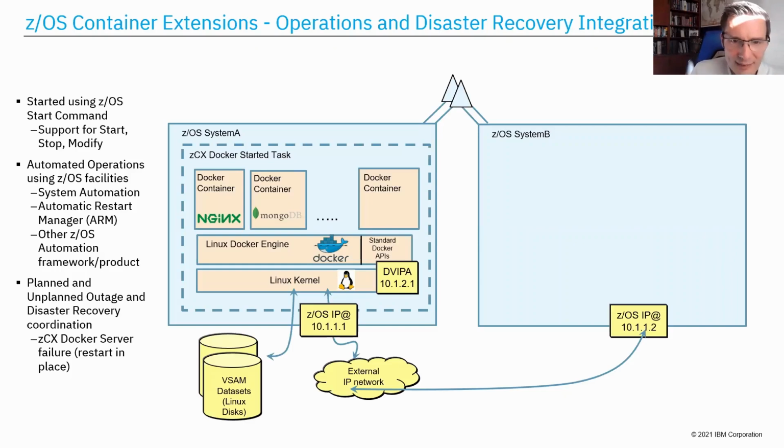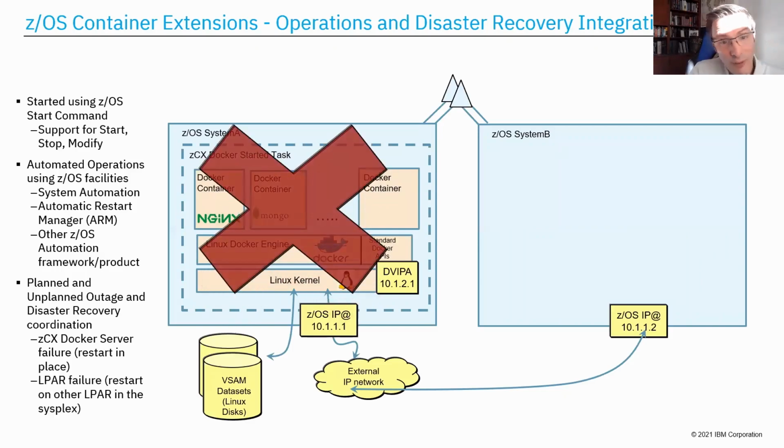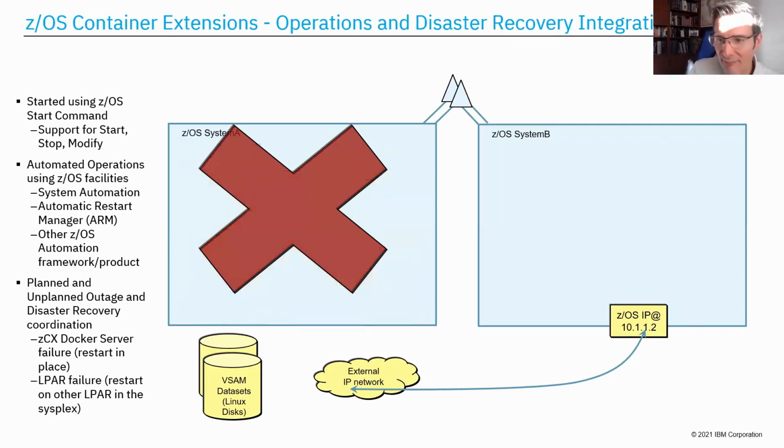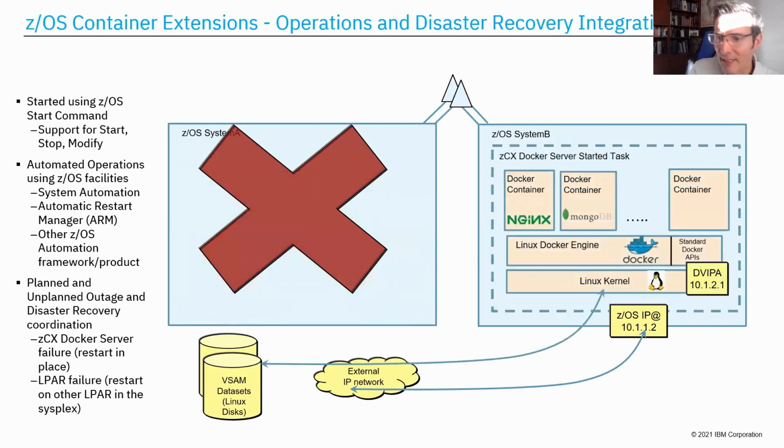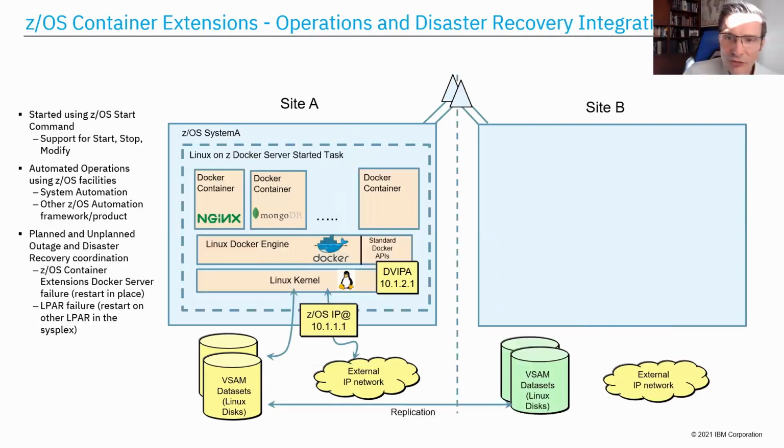So if system A goes down, or if I want to bring down the Docker server on system A, I can then restart it over on system B, and the dVipa will automatically move over. I still have access to the same shared vSAM disks, and so I can just move it over to that other system. And this is very useful for both unplanned outages or disaster recovery coordination, right? We can also do this on a site basis as well.